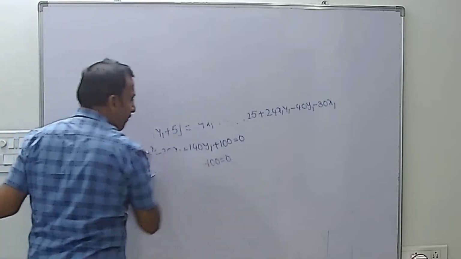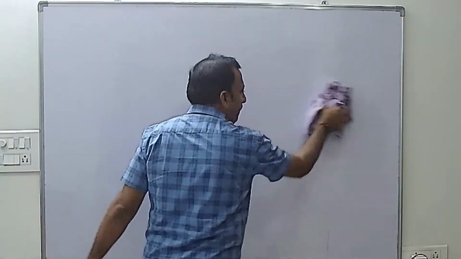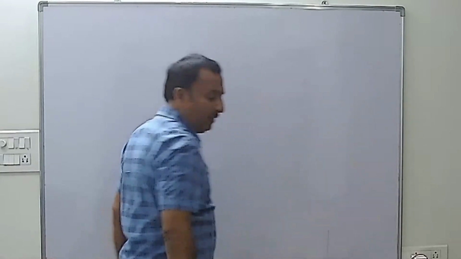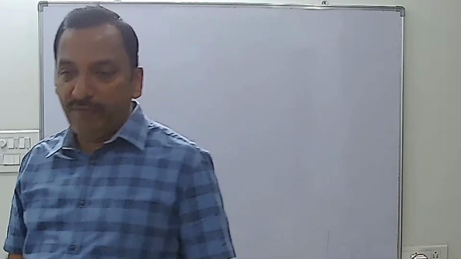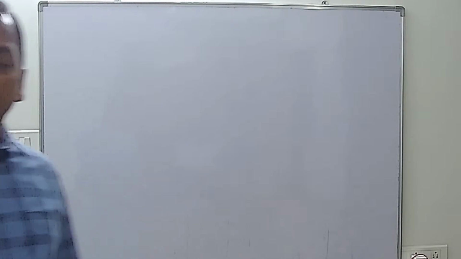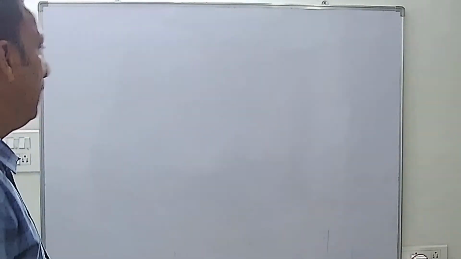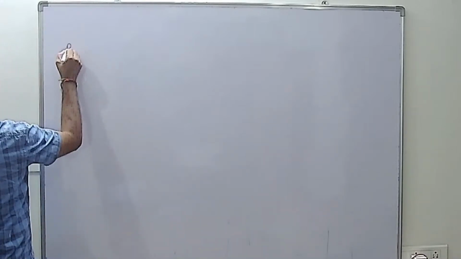If the value of eccentricity is greater than 1, then the conic is called hyperbola. If the eccentricity is less than 1, the conic is called an ellipse. If the eccentricity is equal to 1, then the conic is called a parabola. Okay, now we will move to the concept parabola.